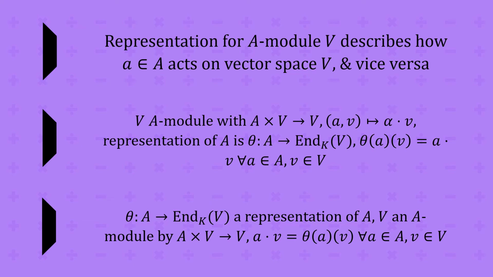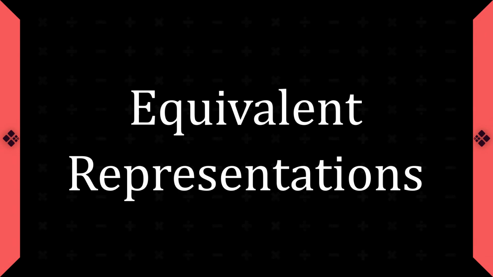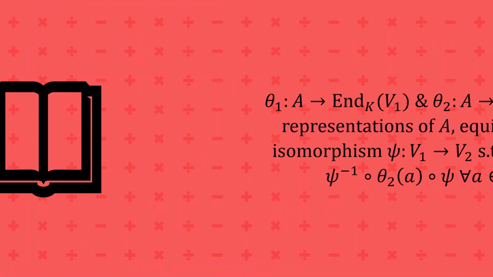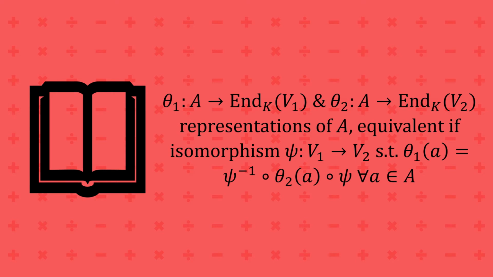Conversely, if theta from A to the K endomorphisms of V is a representation of A, then V becomes an A module by setting A times V to V such that A dot V is equal to theta of A of V for all A in A and V in V. Now we want to define equivalent representations.